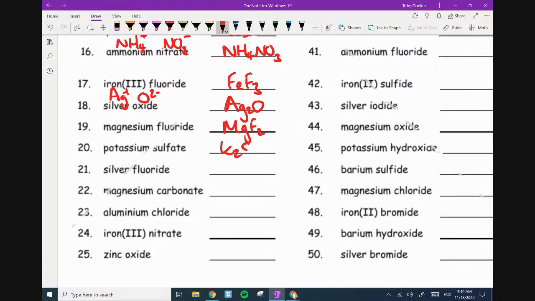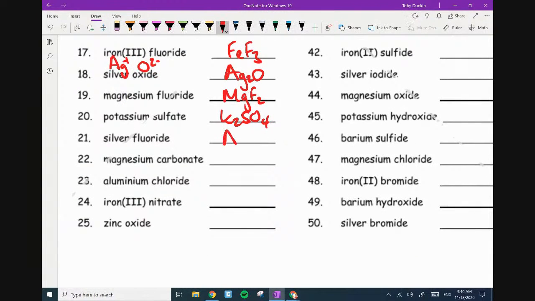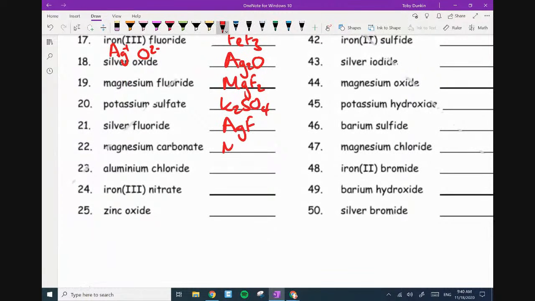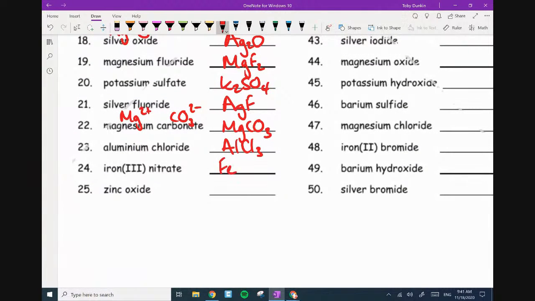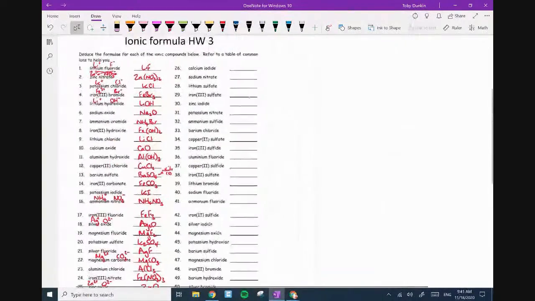Potassium sulfate, K2SO4. SO4 is the 2- ion, K, group 1. Silver fluoride, AgF, soluble, always soluble, never see that one. Magnesium carbonate, MgCO3, because carbonate is CO3 2-, Mg2+ from group 2, charges cancel. Aluminium chloride, AlCl3. And then iron 3 nitrate, so Fe, open brackets, NO3, close brackets, 3, clever one. Zinc oxide, zinc is always +2, got to learn it, and O2-, charges cancel, ZnO. So that's out of 25 for the first.